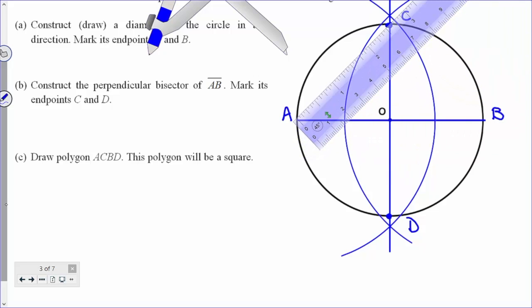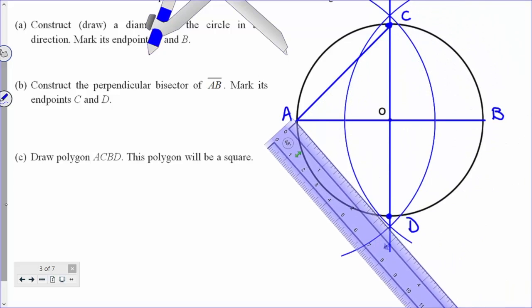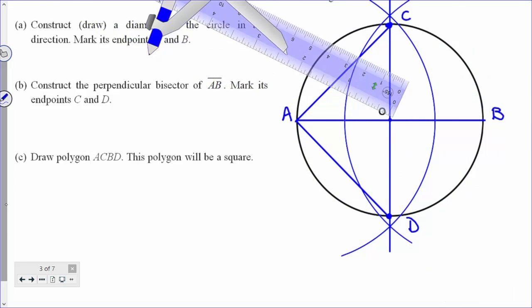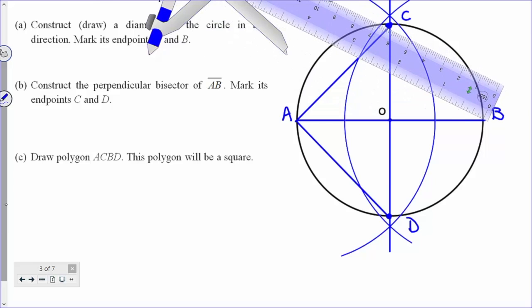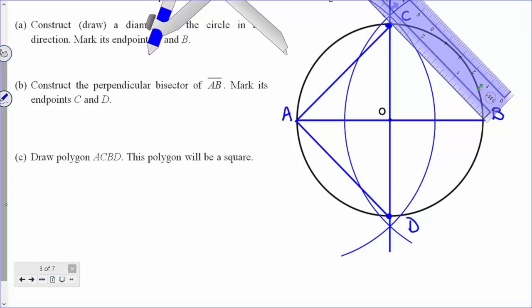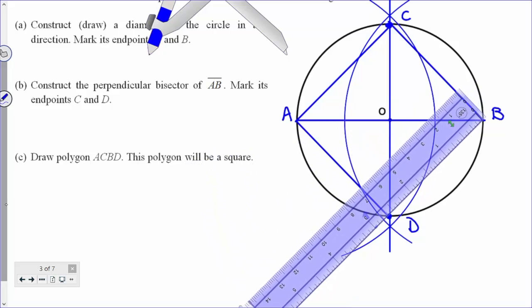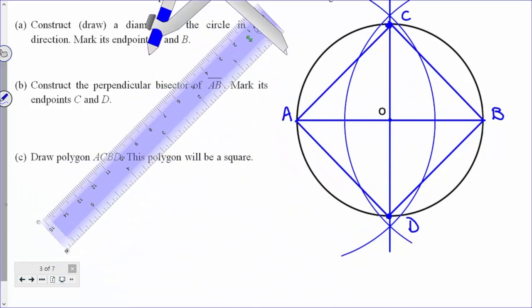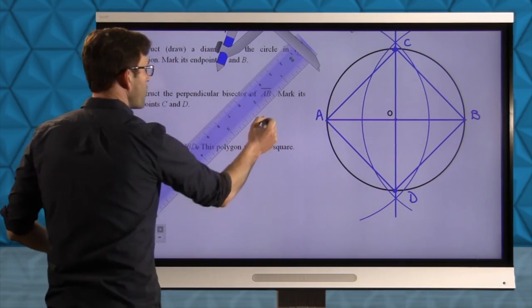So let me bring this up. Get it a little bit better there. For me, it's easiest to then just rotate it down and connect point D to point A. Bring it over to B. And rotate it down. And now I claim that ACBD is a square.